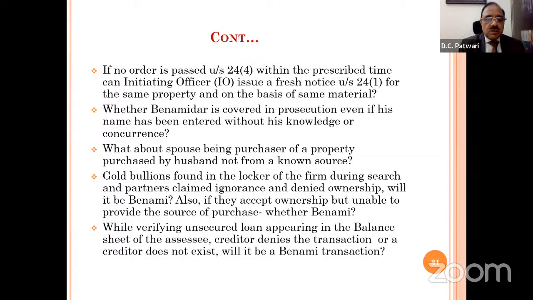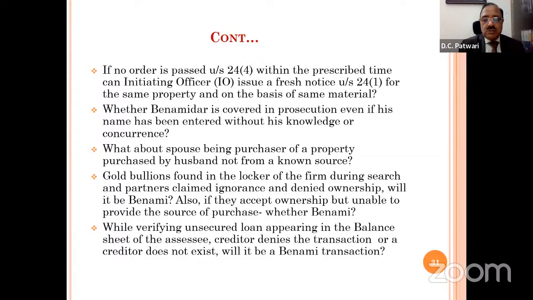Next question is: gold bullion found in the locker of the firm during search, and partners claimed ignorance and denied ownership. Will it be Benami? So during search, in the locker of the firm, they denied ownership and claimed ignorance. So in that case, obviously, it will be treated as Benami.